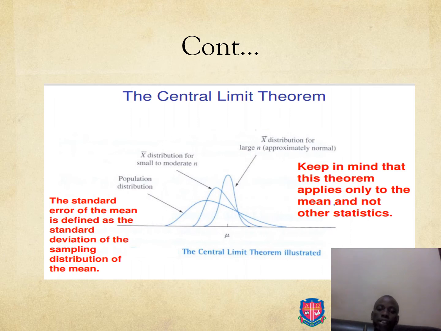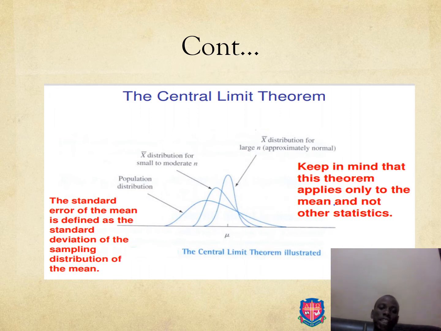Okay, so this tries to illustrate it. Let me try to show you. We're saying the standard error of the mean is defined as the standard deviation of the sampling distribution of the mean. So here we are seeing the population distribution, and then we have the mean distribution for small to moderate sample size. This is the mean distribution, and then we have the mean distribution for large n, approximately normal.